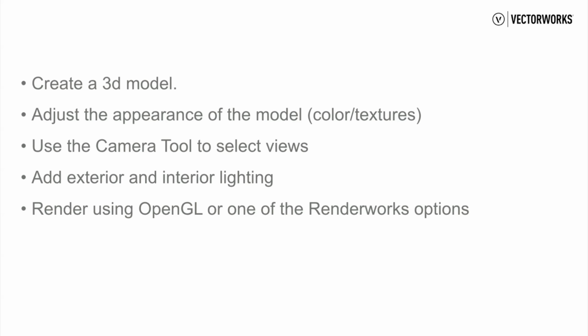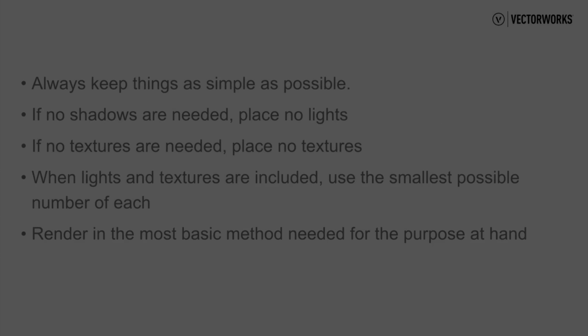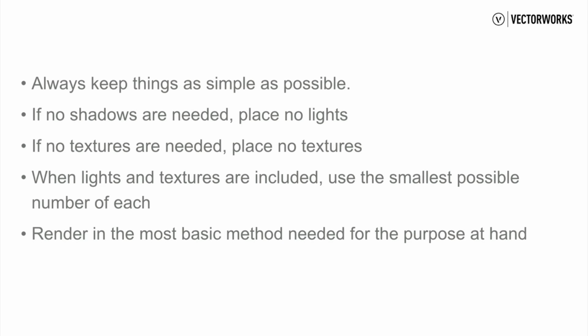Now, there are some important points to remember in all this. Always keep the effort at the simplest level possible. If there are no shadows that are needed, don't place any lights. And if there are no textures that are needed, don't use any textures, just use color. When lights and textures are used, use the smallest possible number of each. In all cases, the least number is always better, faster, and easier. And finally, and this is the most important point of all, render using the most basic method needed for the purpose at hand.